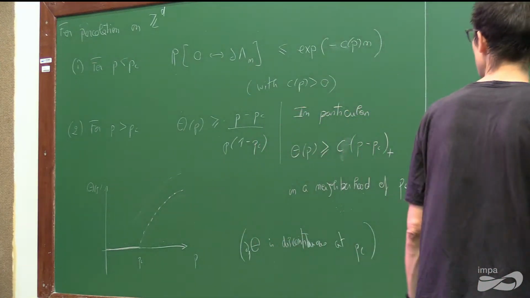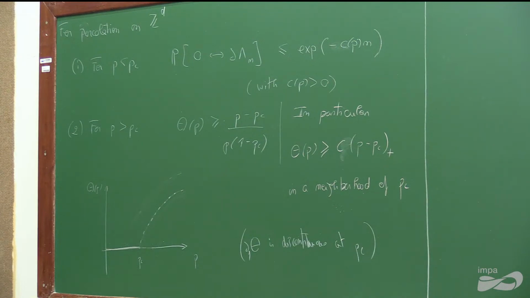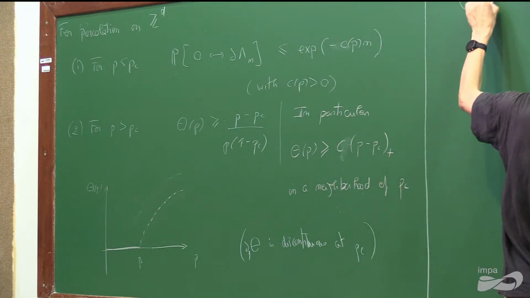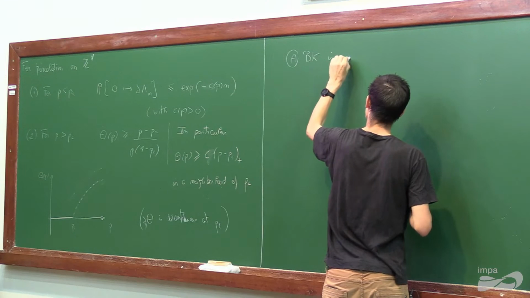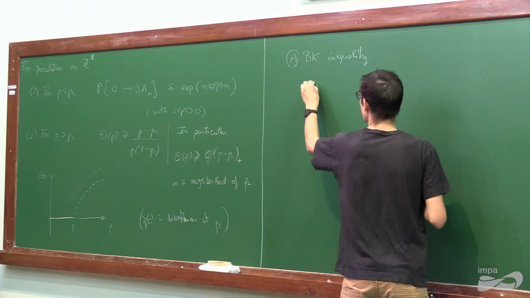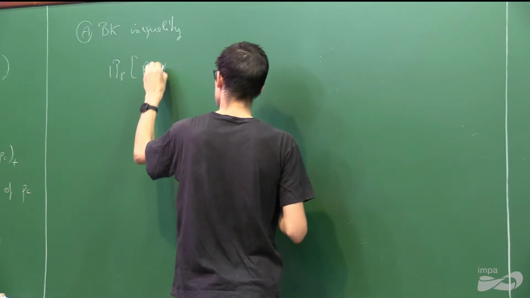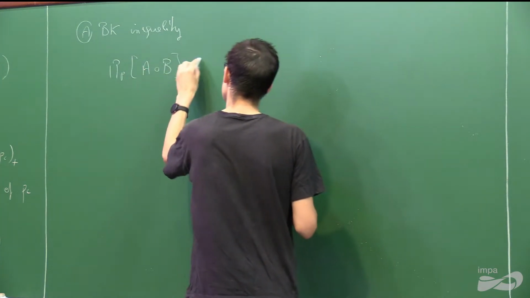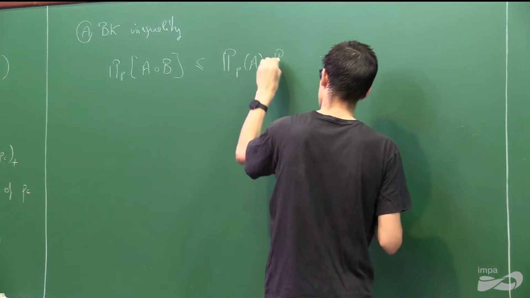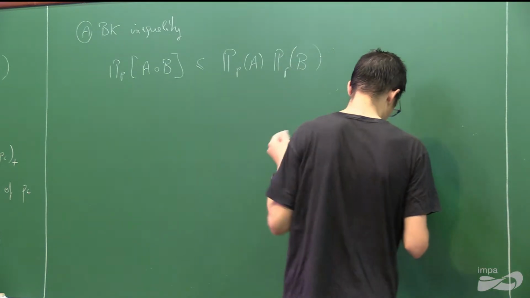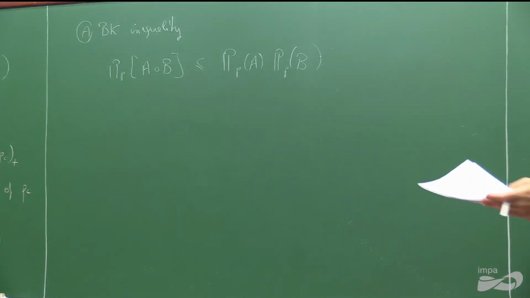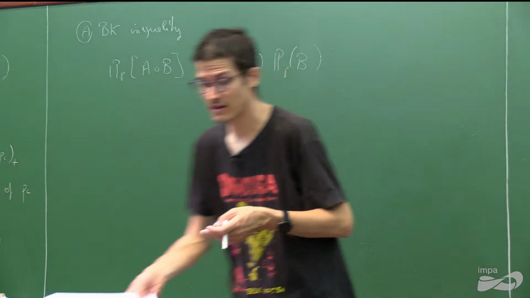So what are the tools we are going to use? For the first inequality, we are going to use the BK inequality. And what does the BK inequality say? It says that under the percolation measure, the probability of A and B being disjointly satisfied is smaller than the probability of A times the probability of B. I gave a proof of this yesterday. Maybe what I forgot to say is the intuition of why this is true.